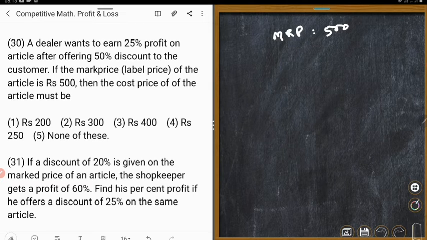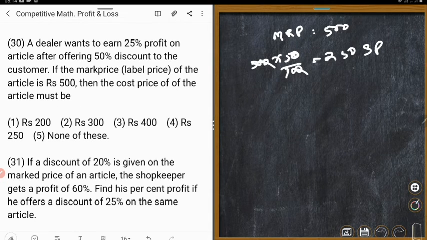Could you understand? 50% means it's a half. So 500 into 50 upon 100 is equal to 250. This is the SP. Could you understand? So he wants to earn 25% on the article after offering 50% discount to the customer. If the market price of the article is 500, then the cost price of the article is?